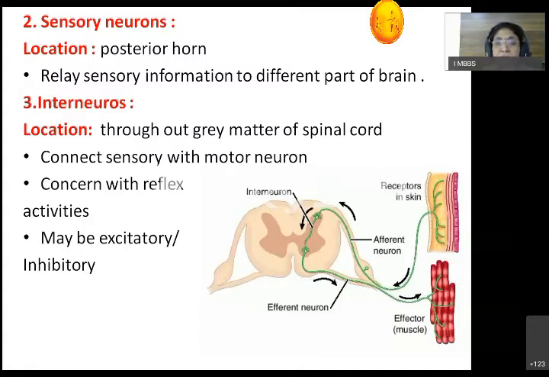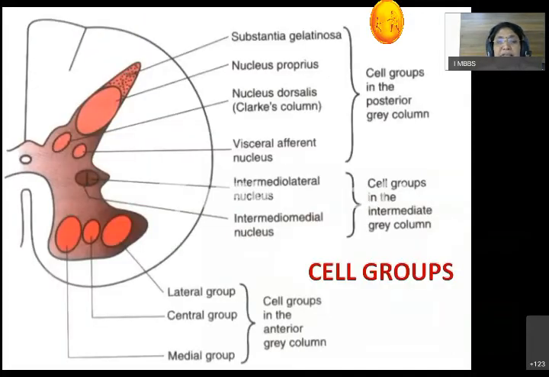So in the gray matter of the spinal cord, there are two types of neurons depending upon structure and function. Depending upon the structure, they are Golgi 1 and Golgi 2. Depending upon their function, sensory, motor, and interneurons. Now let us see what happens to these cells, as there are these various types of cells which are present in the gray matter of the spinal cord.